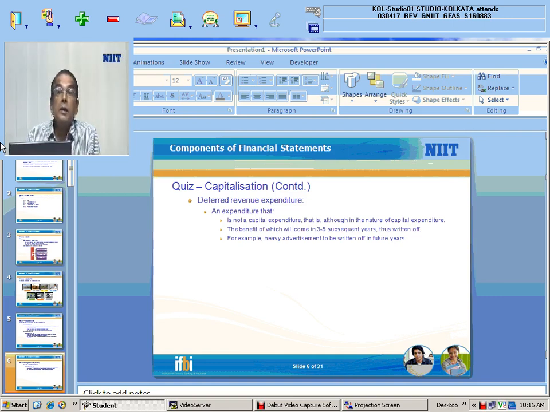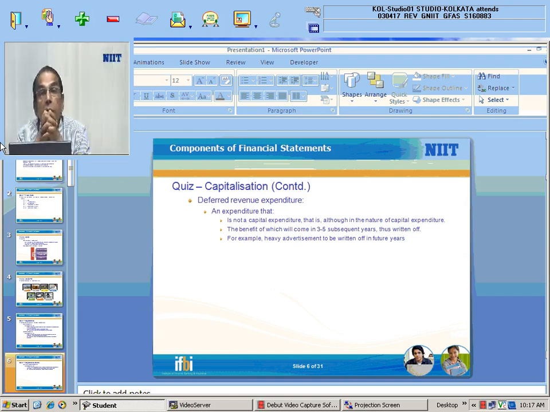They are doing it because they expect that this expenditure will give them new membership. A lot of new subscribers will be there. Their subscriber base will go up, and the subscribers will be using their various plans over the next 3-4 years, and that's how the revenue will grow. So this is the nature of deferred revenue expenditure.